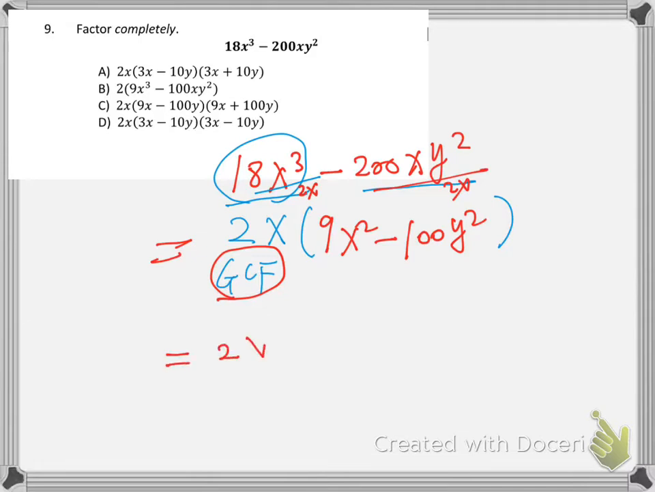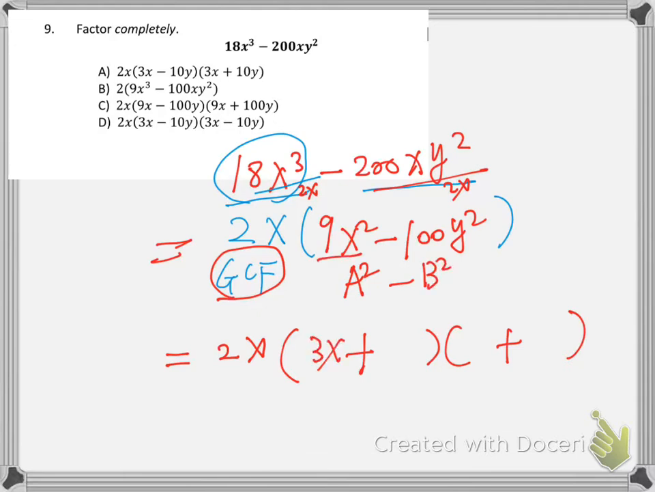Step 2 is a plus b times a minus b. And A and B are the base of these two powers, remember? So what's the base here? 3x. What's the base for 100y squared? The base of these two parts. This is 10y. Okay, so here is, sorry, one of them should be minus. So it's 3x minus 10y. Okay, 1 plus 1 minus. So what's the answer? The answer is A.